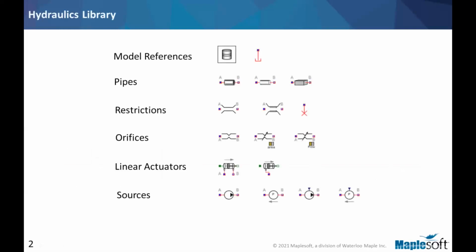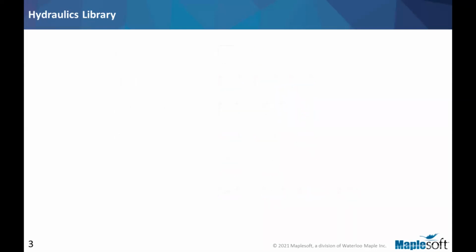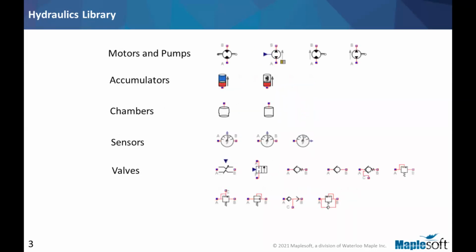We have pipes, different types of pipes that you can include in your model, restrictions, orifices, table-based as well as normal. We will get to a detailed explanation about some of these components when we do the examples. We have actuators, sources, different types of motors and pumps, table-based pumps that allow you to put in the pressure versus the head characteristic curve, different types of accumulators, spring-loaded and gas-loaded, different chambers that add compliance to the model, and sensors to sense the pressure and flow rate measurements.